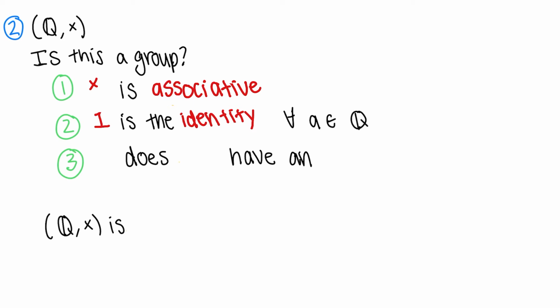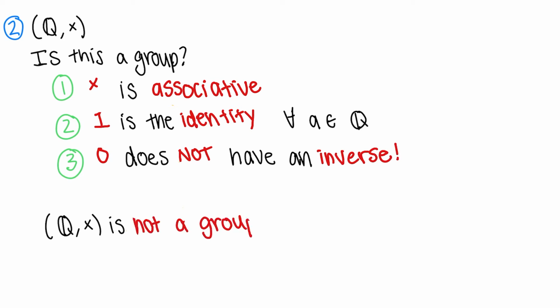However, not every element of the rational number set contains an inverse. Here, 0 does not contain an inverse because of the specific binary operation. Thus, the set of rationals under the operation of multiplication is not a group.